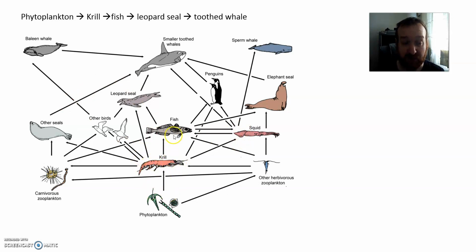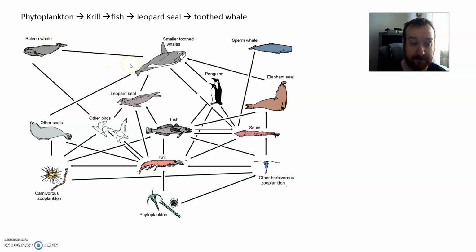So if we took out the krill, the fish would only be able to eat these two. They'd only be able to eat the plankton and the zooplankton. So there'd be much fewer fish in the sea. There wouldn't be as many fish. They don't have their main source of food. And if there isn't any fish, we wouldn't get as many leopard seals or as many penguins, which would mean that our smaller toothed whales might have to eat more of these baleen whales.